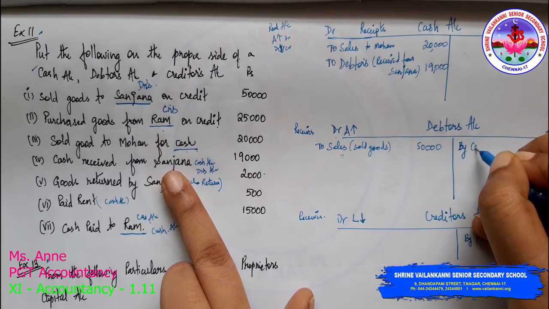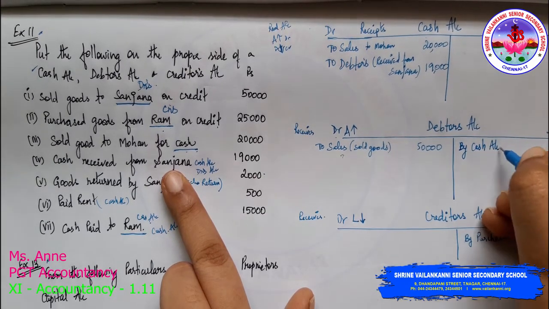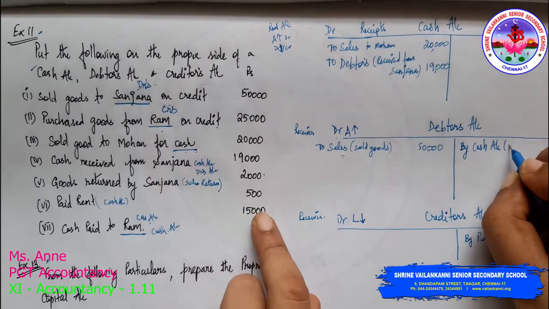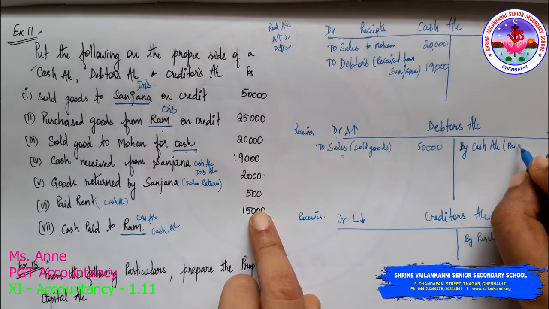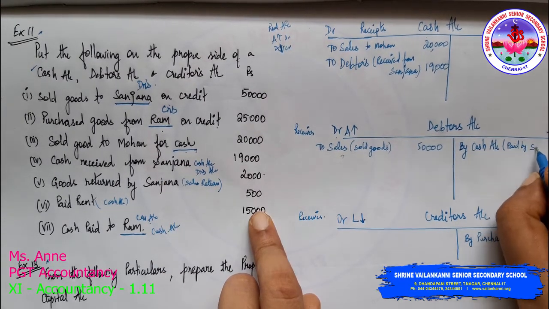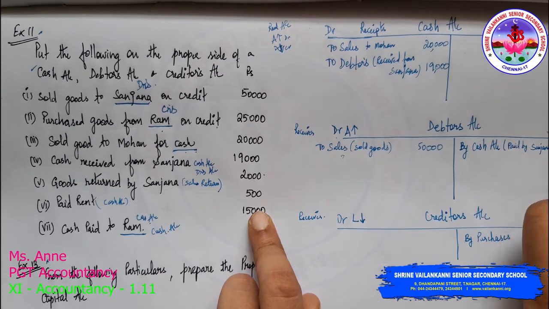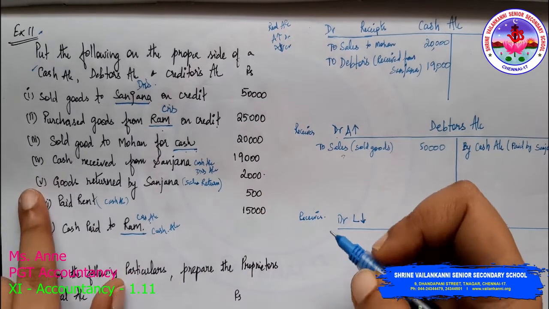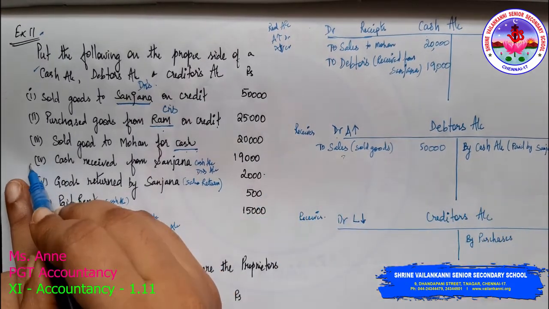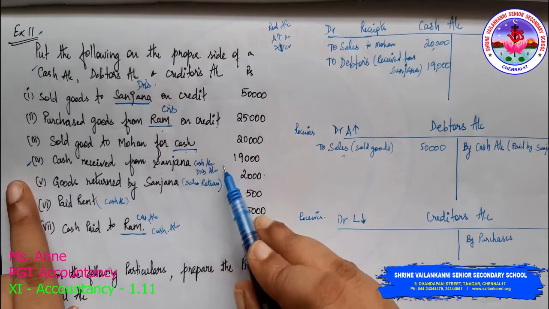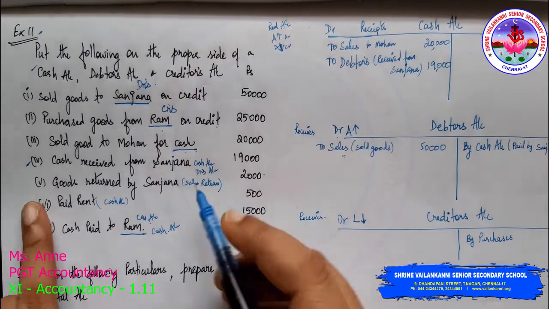By cash account, paid by Sanjana. Okay, 19,000. I hope that it's clear. So this transaction alone affects two accounts, cash account as well as the debtors account.